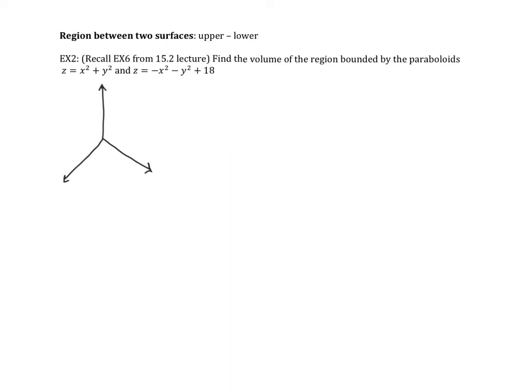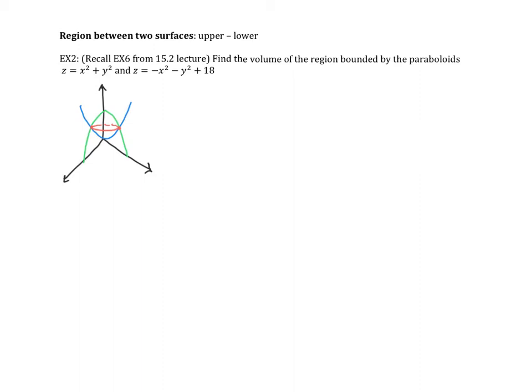We had the paraboloid z is equal to x squared plus y squared. This would be a parabola opening upward. And then we had another parabola, z equal to negative x squared minus y squared plus 18, which is a parabola opening downward. So we're looking at the intersection of these 2 regions. It created this volume in between the 2.